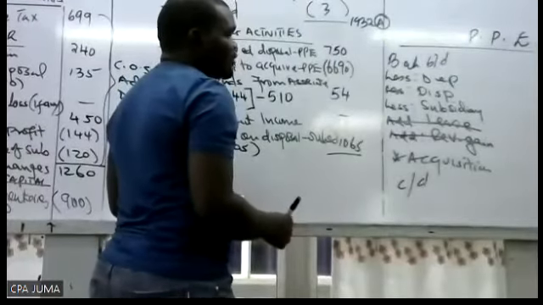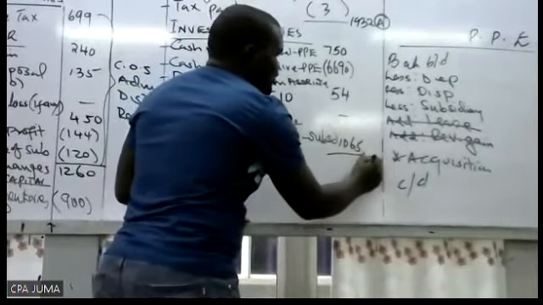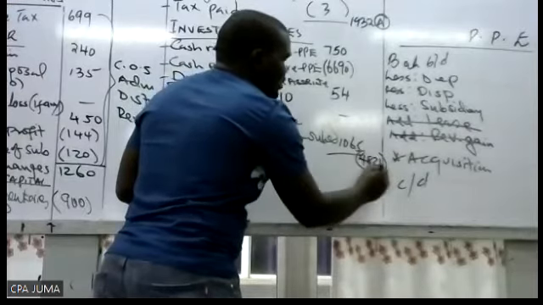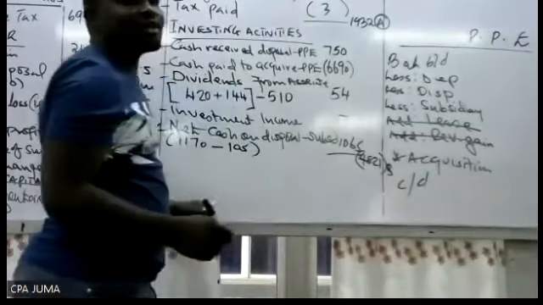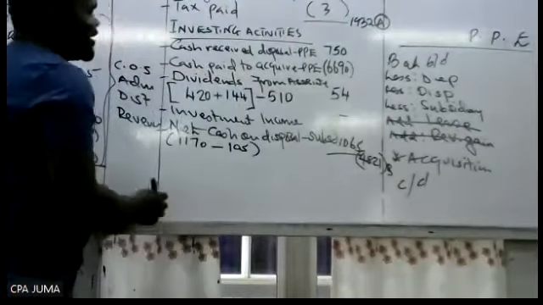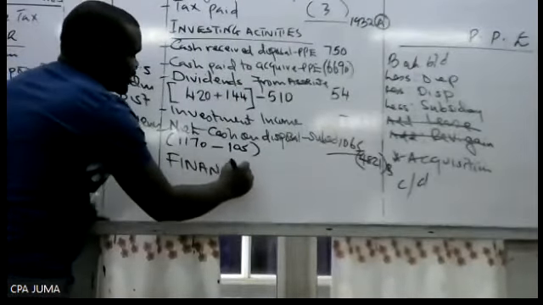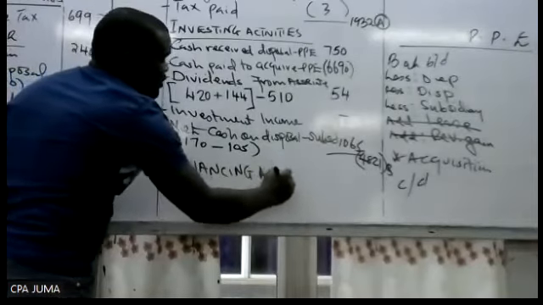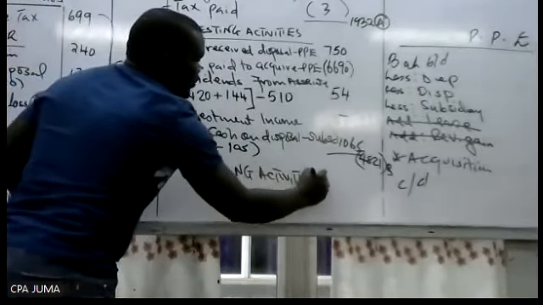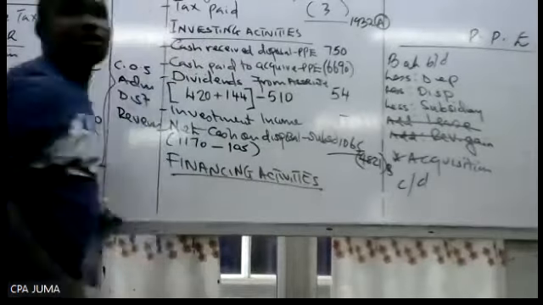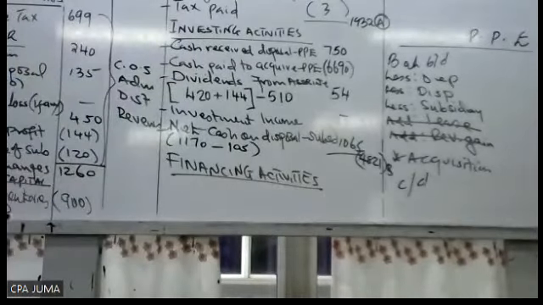48.21. Negative. Negative 48.21. Call it B. Just look at negative. Yeah. Financing. Financing activities. B, I want those people with challenges.